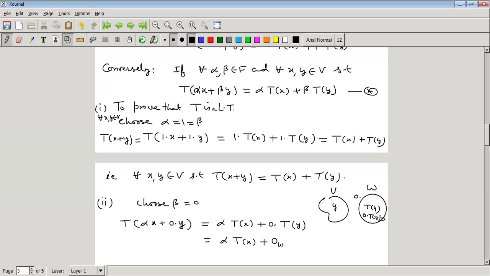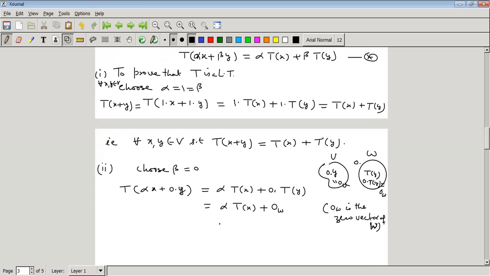But what is this 0? This is nothing but the 0 vector, the 0 of W. Why do we write 0 W? Because it belongs to W. It is the 0 vector of W. If we multiply 0 into y, we get 0 V, the 0 vector of V. So this 0 W is the 0 vector of W, where W is a vector space. Now this is the identity element. So we get alpha Tx plus 0 W, that is alpha Tx.